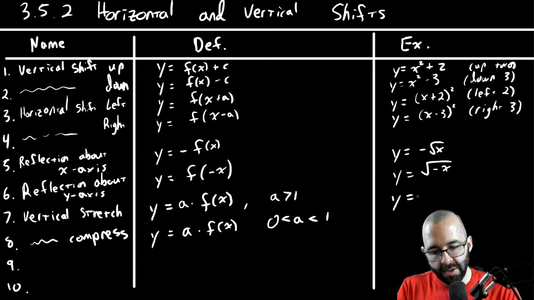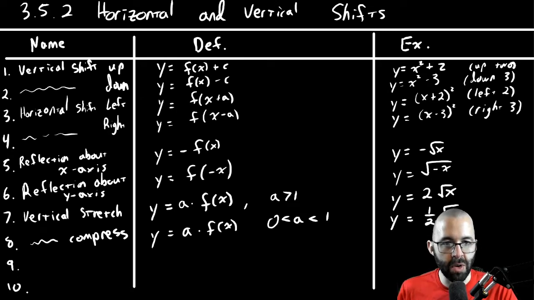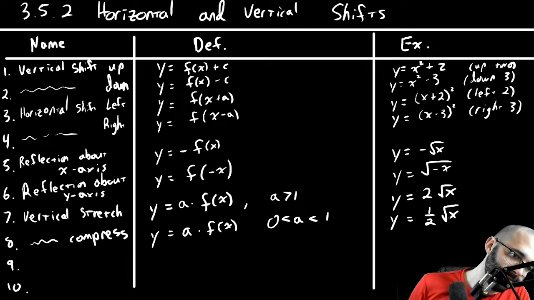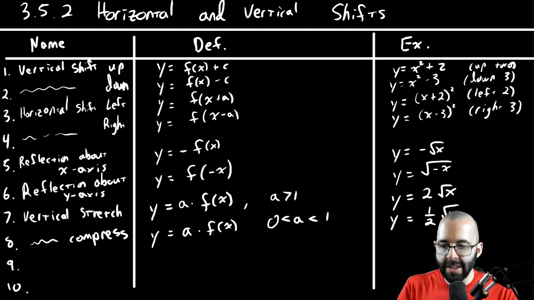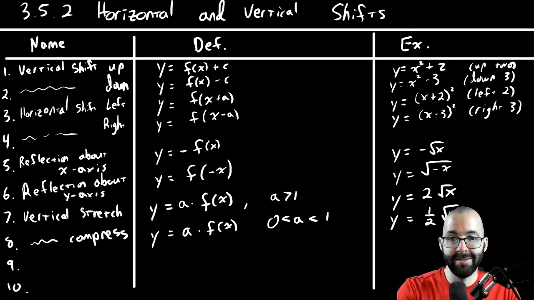So let's continue looking at some examples. If we had 2 square root of x, that would be vertical stretching. And if we had something like 1/2 square root of x, that'd be vertical compression. All right, and the last one is the weirdest one.